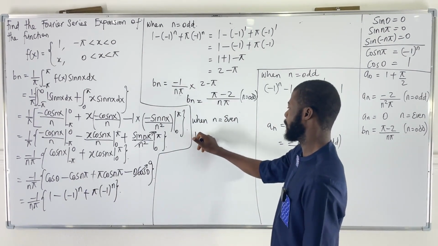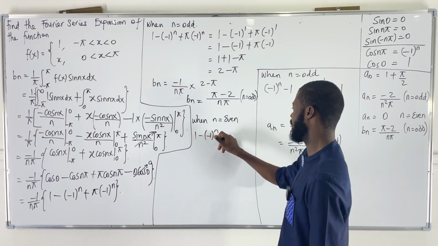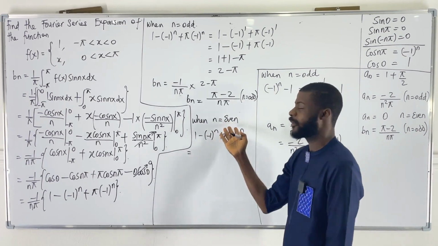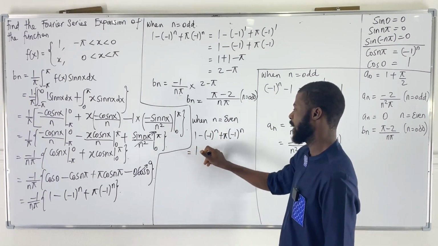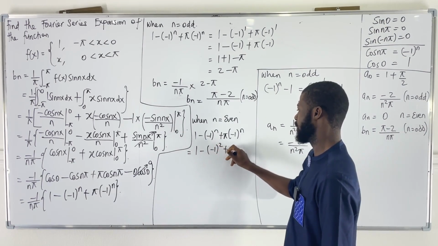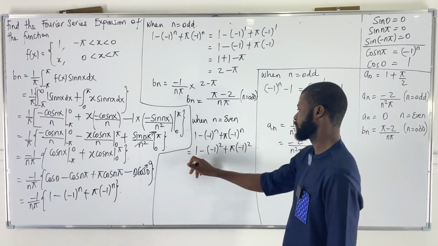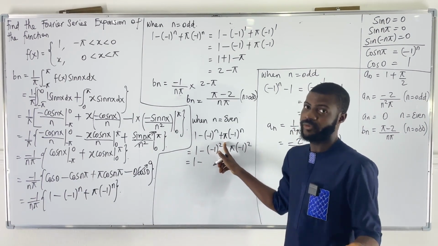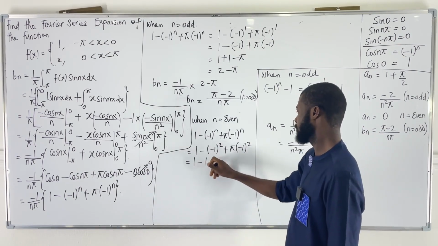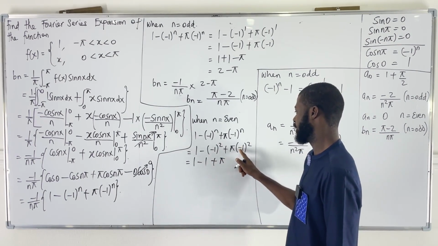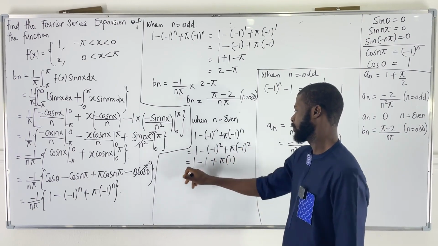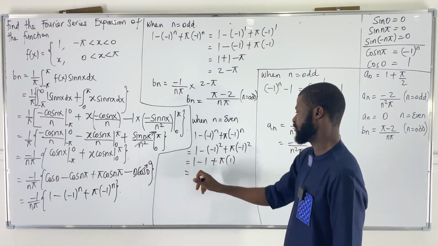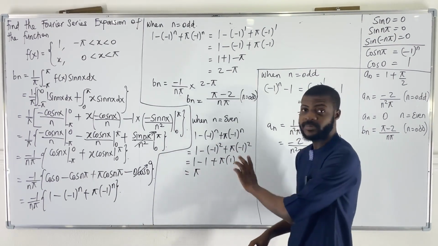So we have 1 minus (-1) to the power of n plus pi times (-1) to the power of n. The even number we're going to pick is 2. So this is 1 minus (-1) to the power of 2 plus pi times (-1) to the power of 2. When you square a real number like this, you get 1. So 1 minus 1 is 0, so this term is gone straight away. Then pi times 1 is just pi. So the bracket is just pi this time around.